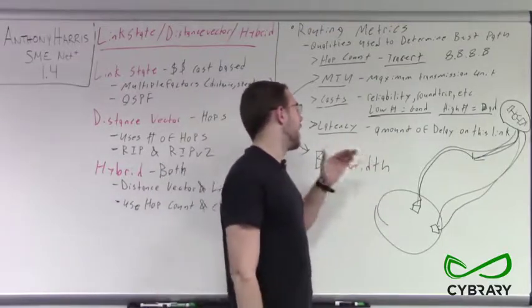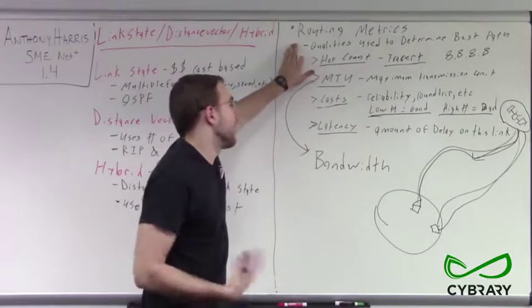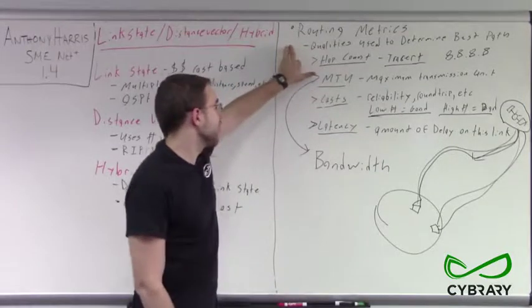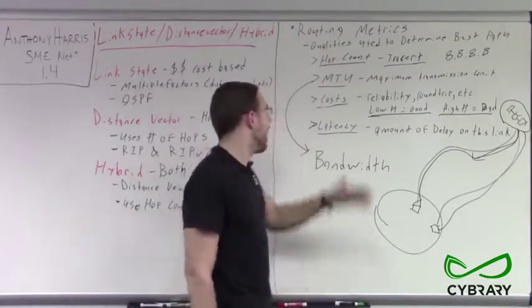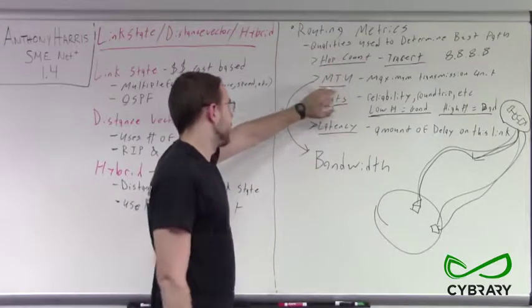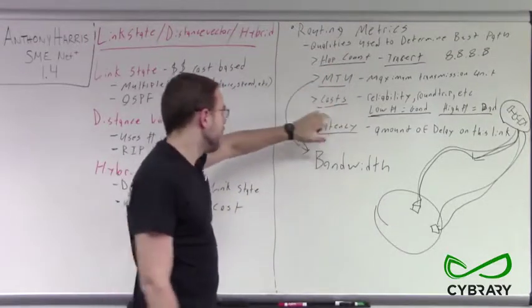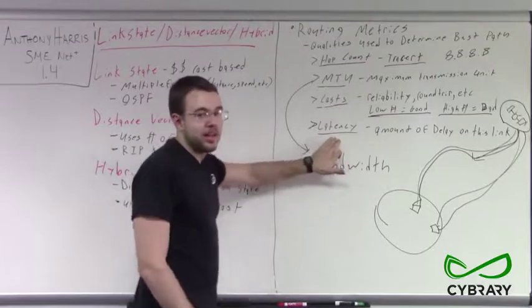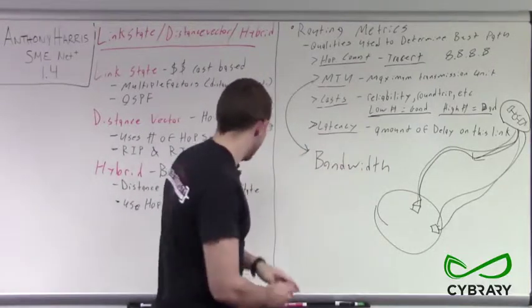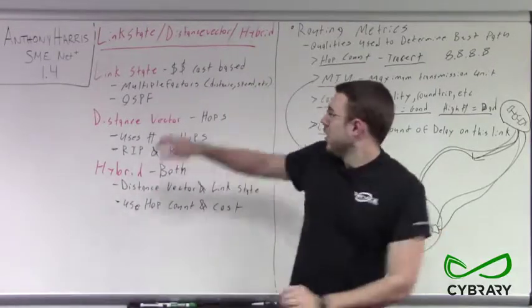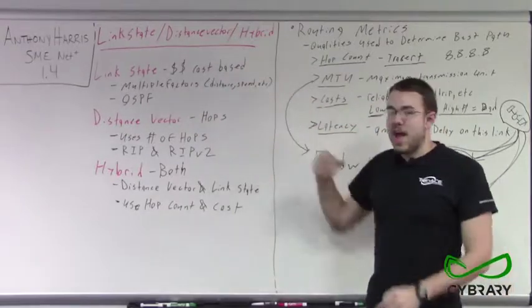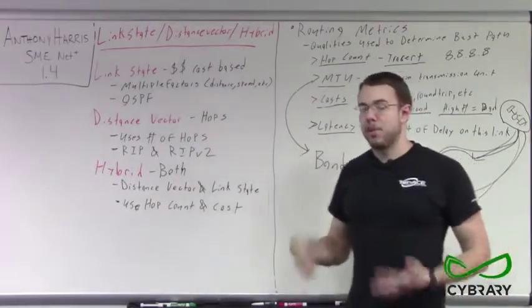So we want to keep that in mind when we're talking about our different routing metrics. So routing metrics, qualities used to determine our best path. We have our hop count, MTU, maximum transmission unit, our different costs, and our latency. So now let's take a look at some of our different ways that we actually determine our connection.